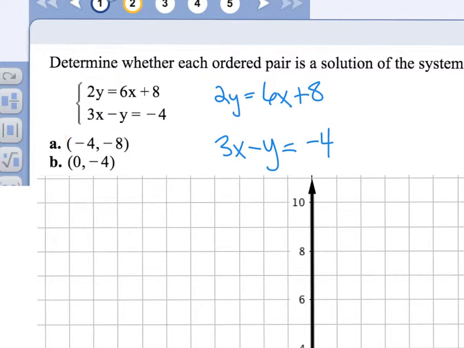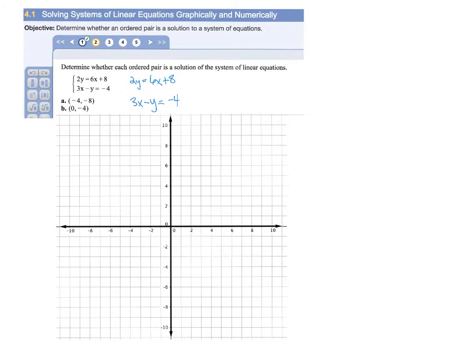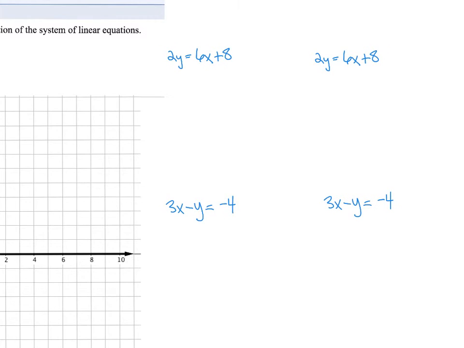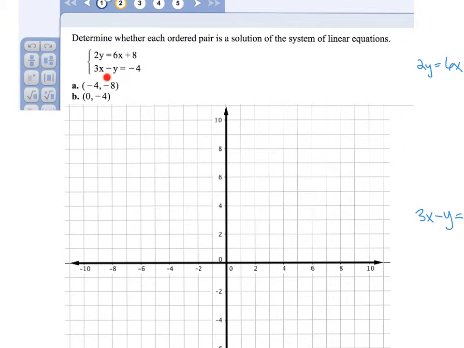And so what we're going to do is zoom out, and I'm going to move those points over here. We're actually going to need them twice, so let's just make them twice, because we're going to do it once for A and then again for B. So let's move these a little bit over. All right, so now let's take a look at negative 4, negative 8.